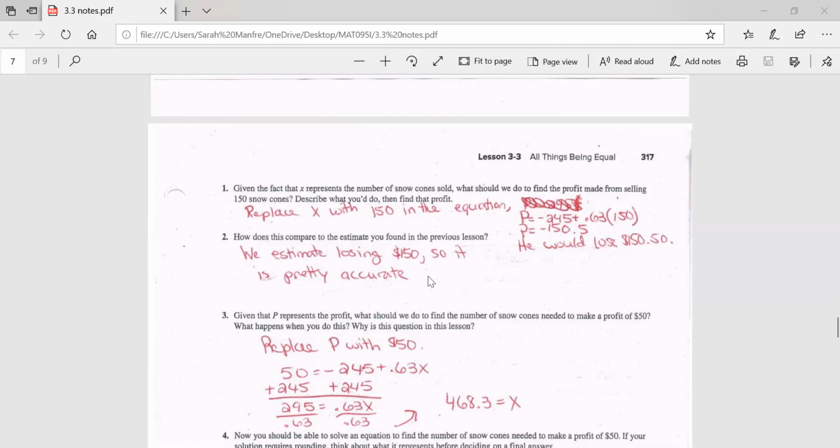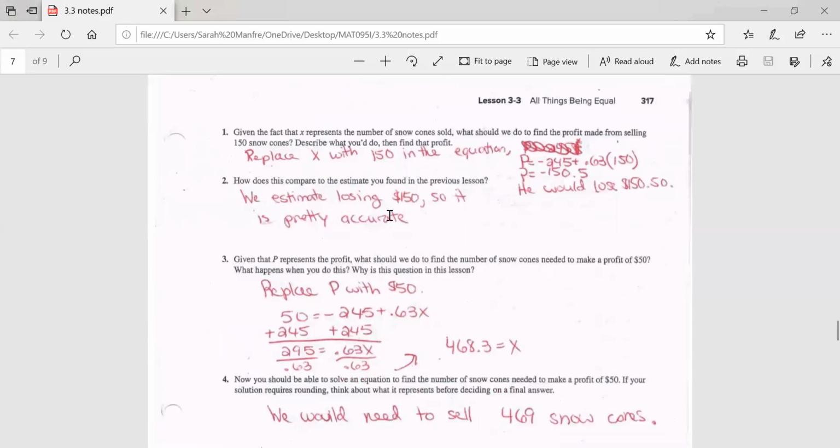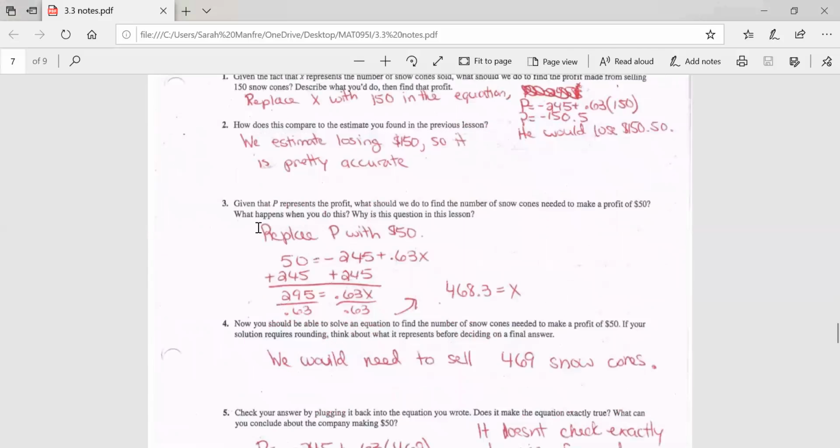How does this compare to the estimate we found in the previous lesson? Well, if you remember, in the previous lesson, we estimated that he lost $150, so it's pretty accurate, okay? And we got this by looking at the graph. So if we do it with the actual equation versus looking at the graph, you can see they're going to be pretty accurate.